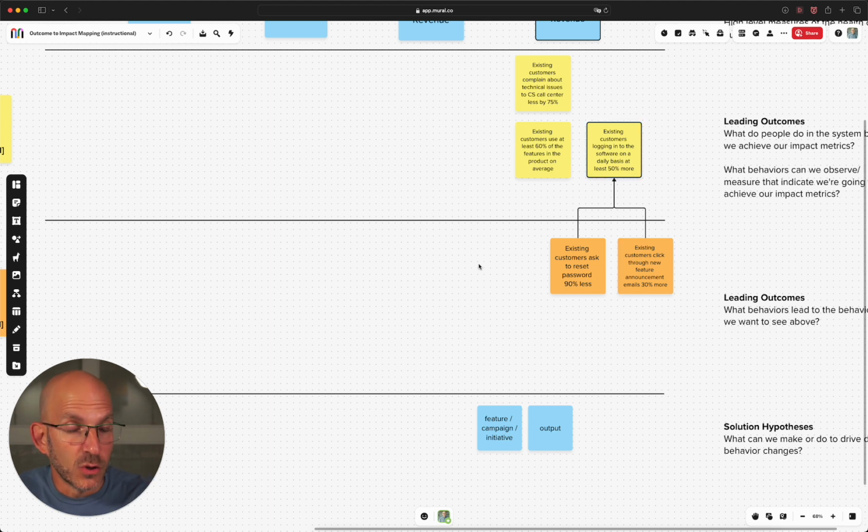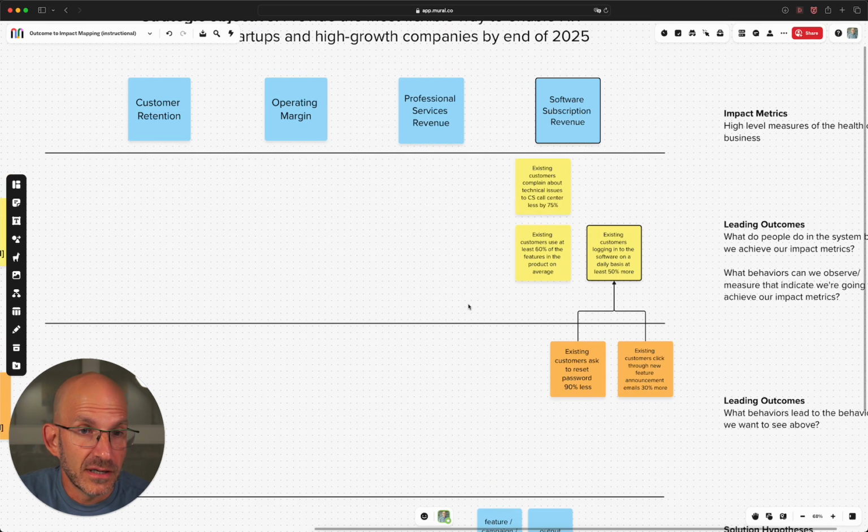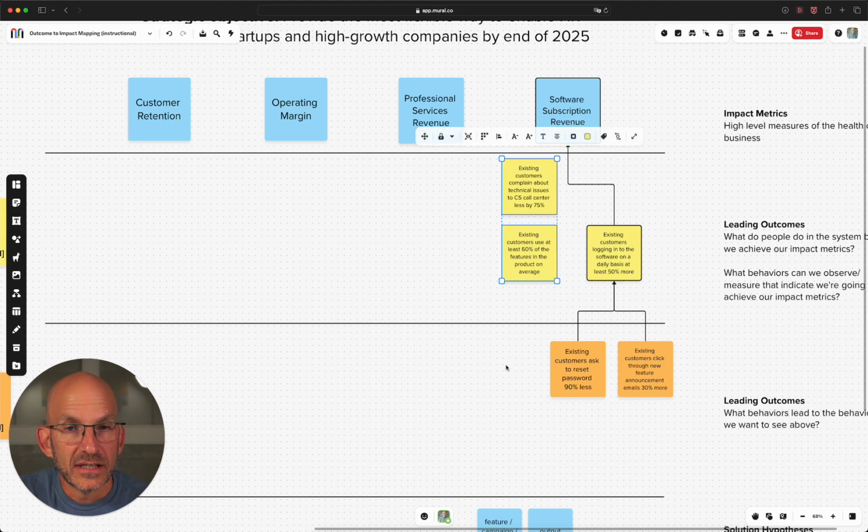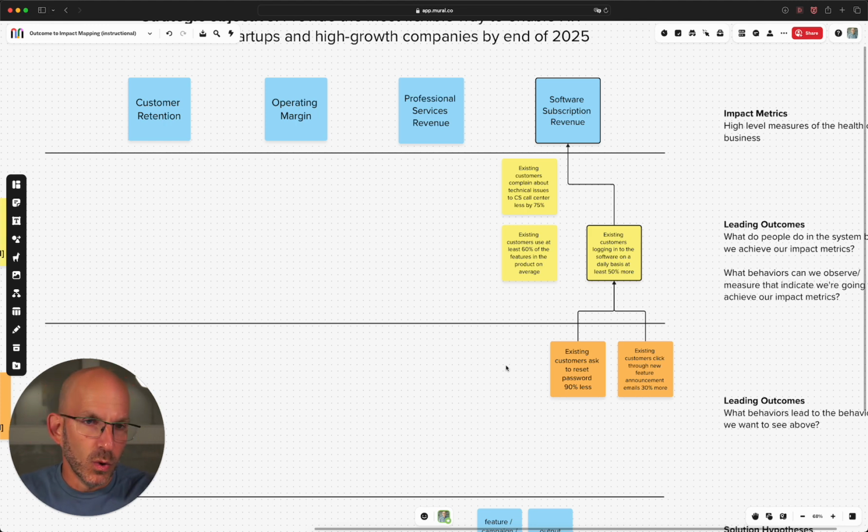And there's probably a lot more of these orange ones that we can put in place to drive existing customers to log in and then to reduce complaints and to get those existing customers to use at least 60% of the product. And so what we're asking folks to do in this exercise is to build this massive tree of Post-it notes. Because what we're saying is that these things have to happen so that this can happen. And if this happens, well, that starts to drive software subscription revenue, which is pretty great. And what we're starting to do here is to literally visualize the connection between what people do in the system and how the organization makes money or measures success at the impact metric level.